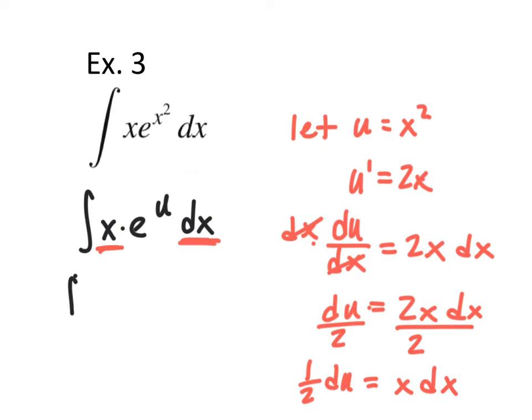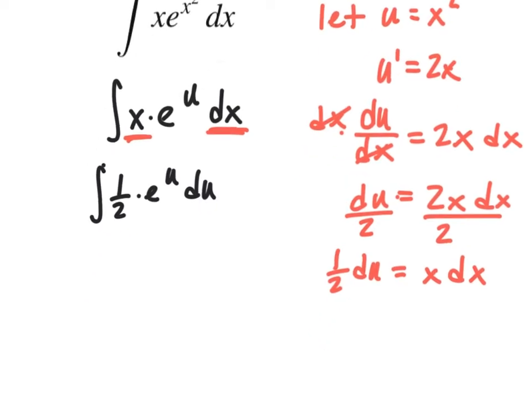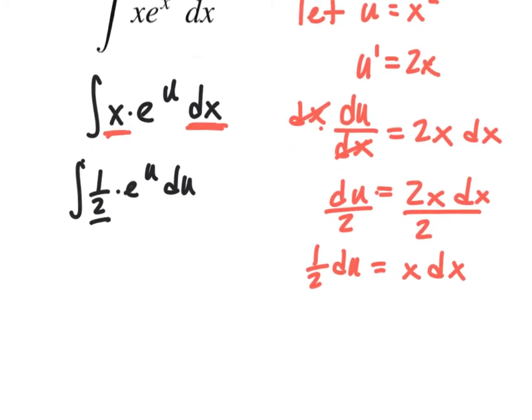And so if I rewrite this as the integral of 1/2 times e to the u du. Now this is something I can take the antiderivative of, okay? Now one thing I can do is I can pull this 1/2 out front. I need equal signs here, guys. I can say 1/2 times the integral of e to the u du, okay? And that's pretty simple, okay?